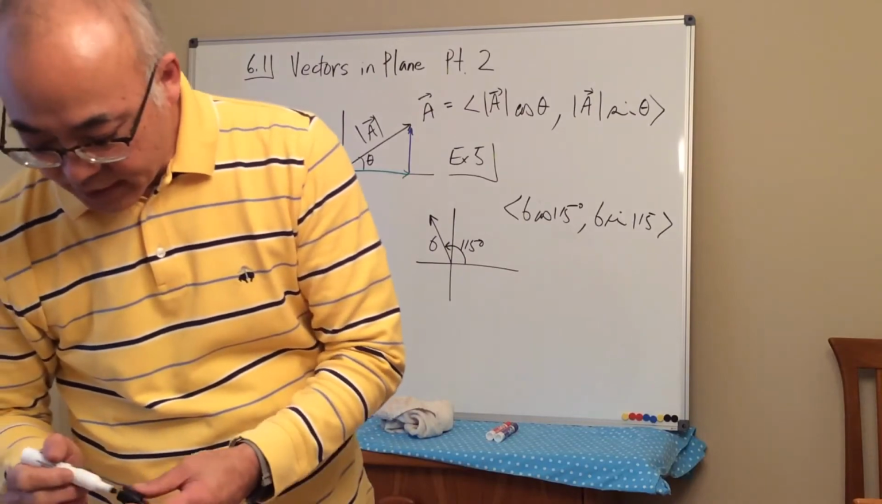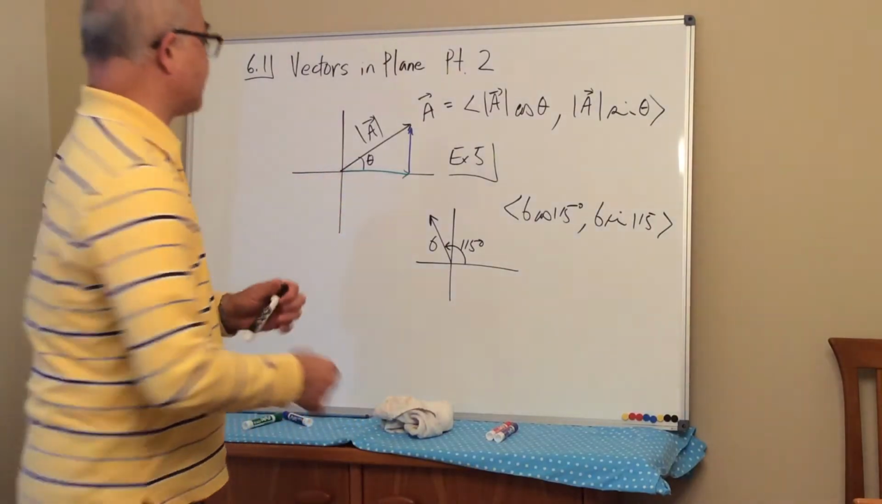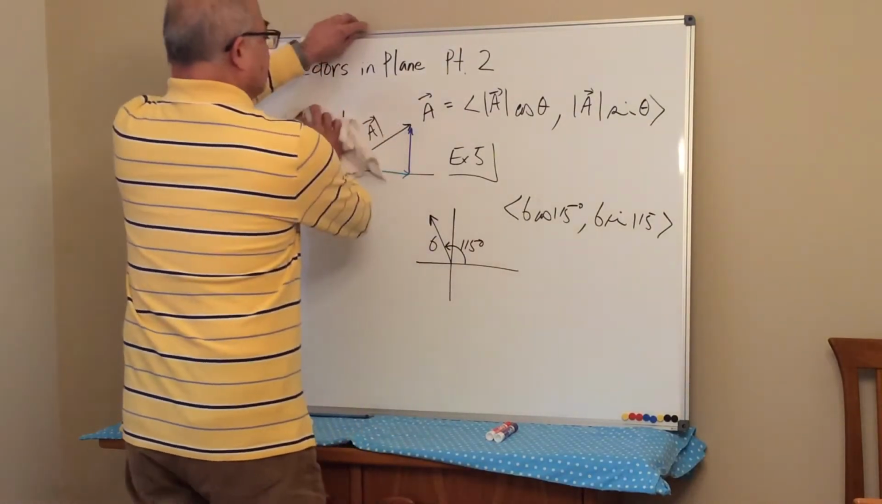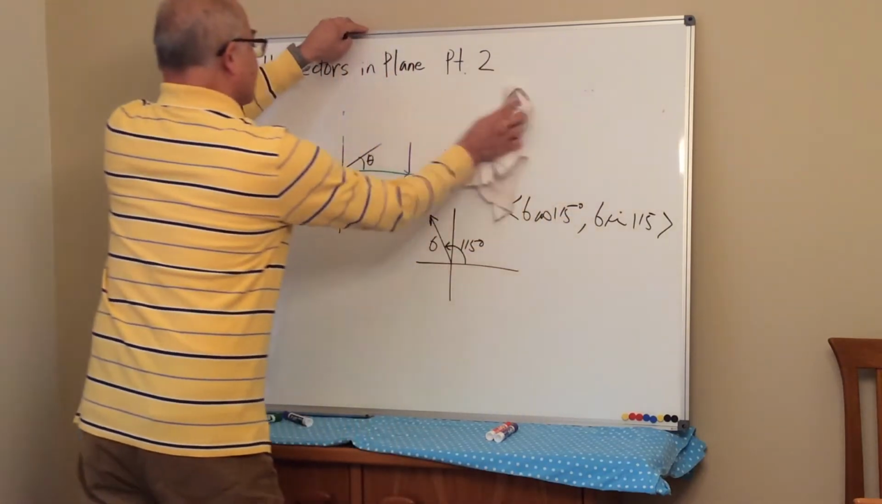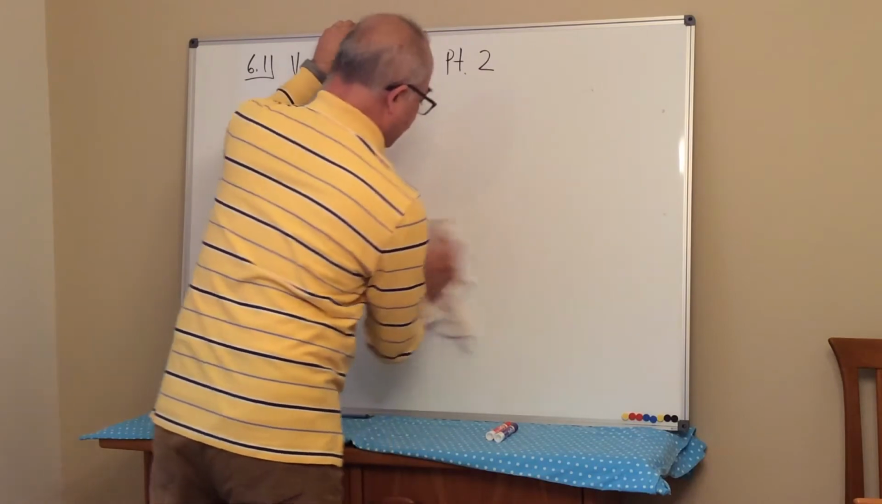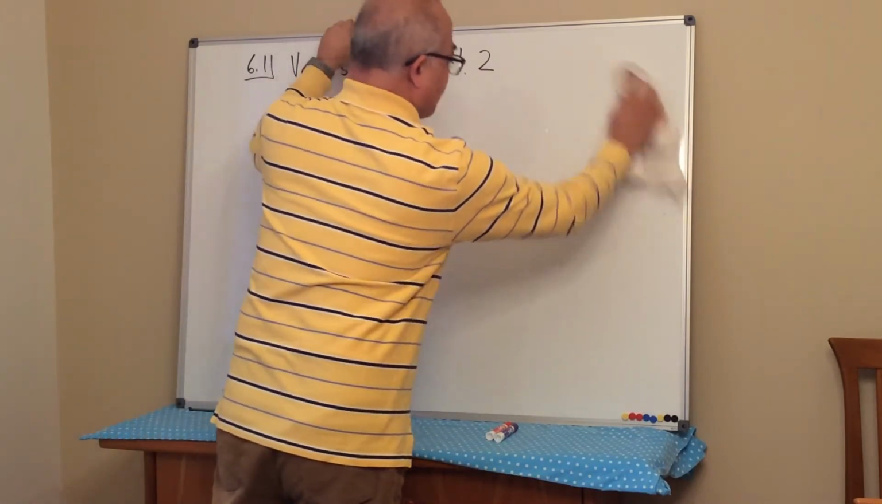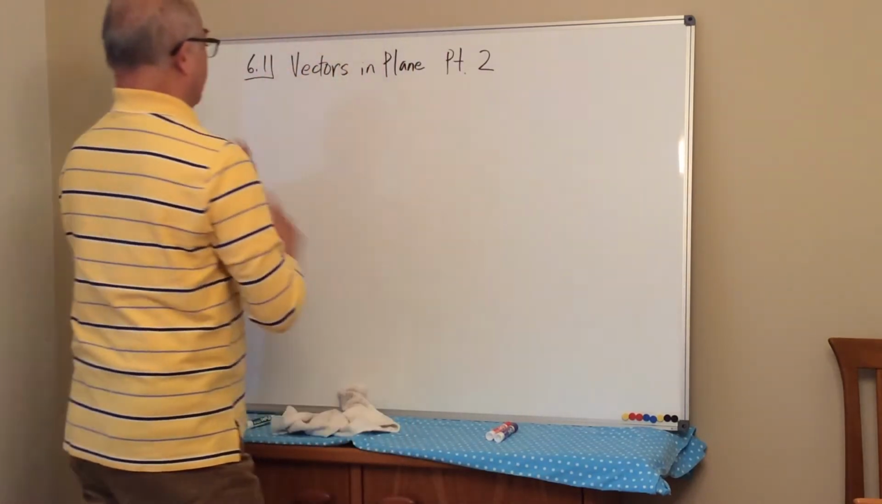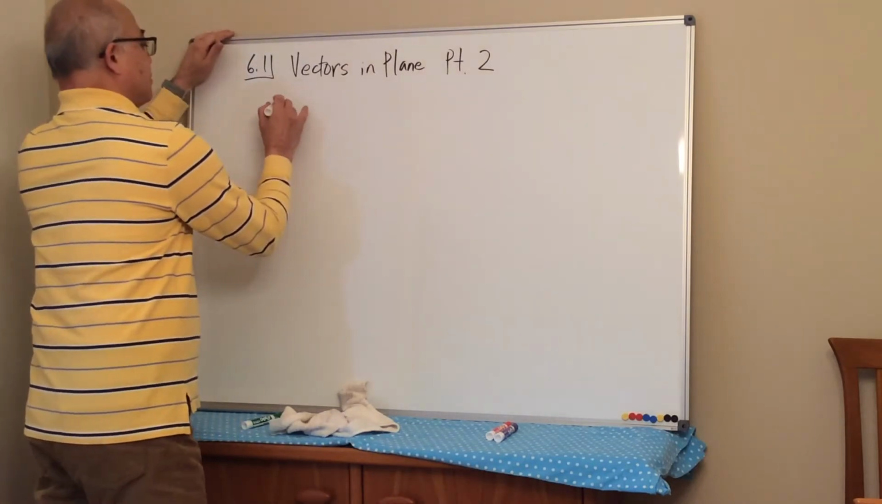Example number 6, find the direction angle of a vector. In example number 6, it gives us the points, and now we have to find the magnitude and the direction. So let's see if we can do that. Okay, example number 6.